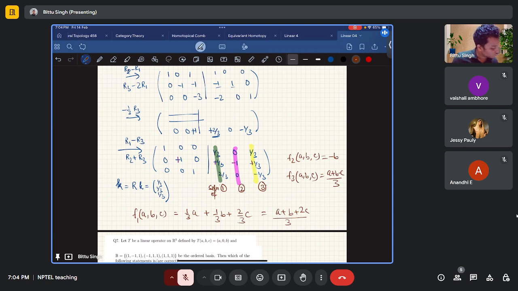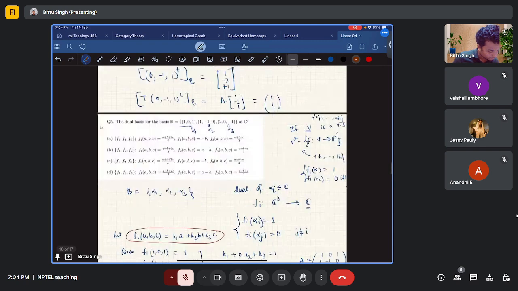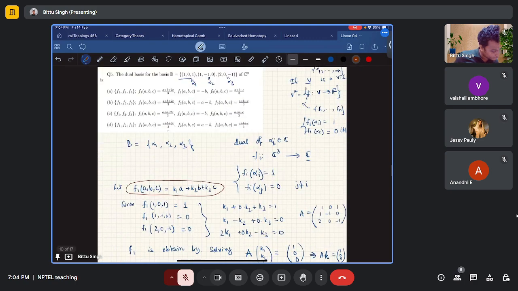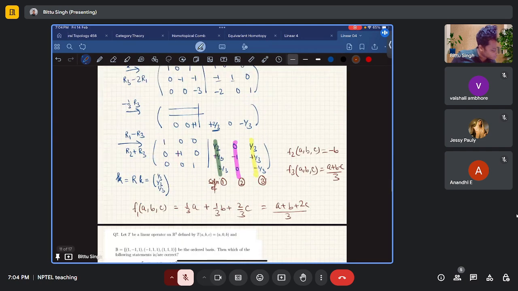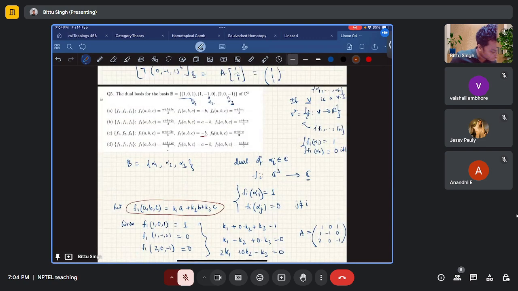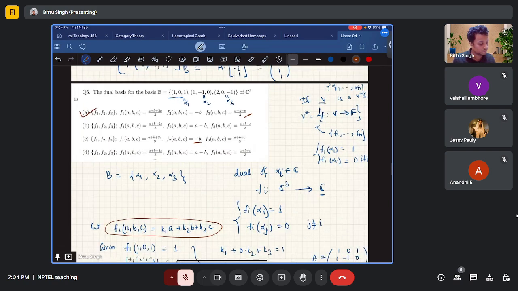A plus B plus 2C by 3, everything is okay. Second one is minus B. Yes, second one is minus B, and third one is A plus B minus C by 3. So this is the A plus B minus C. So option A is the correct answer. Everything is matching.